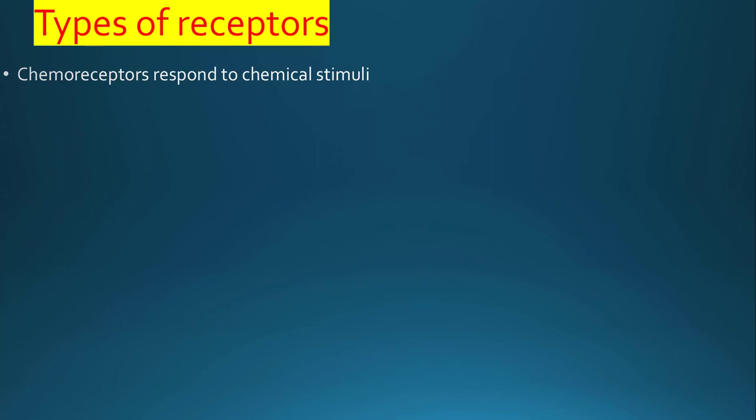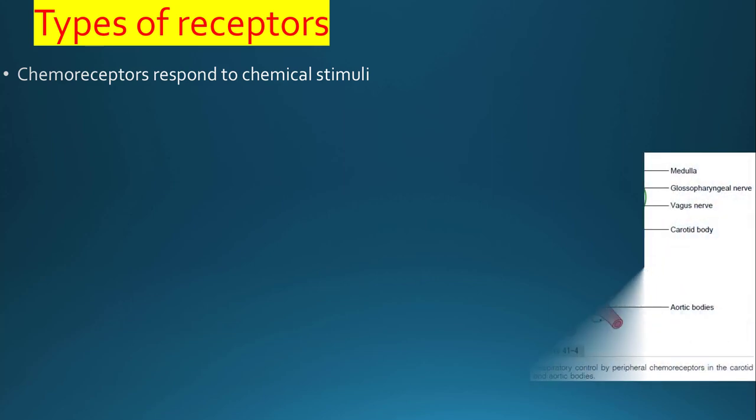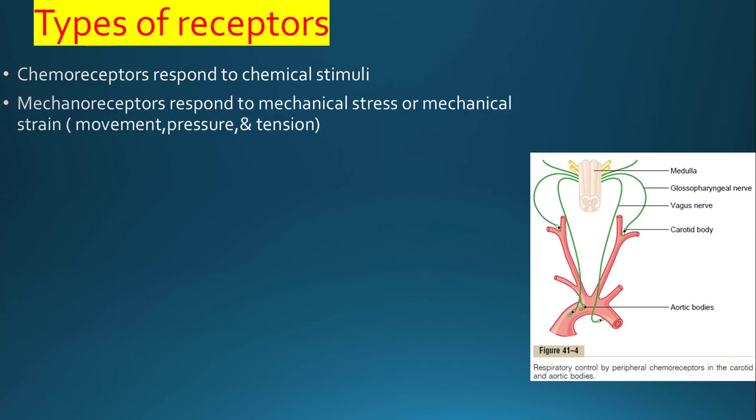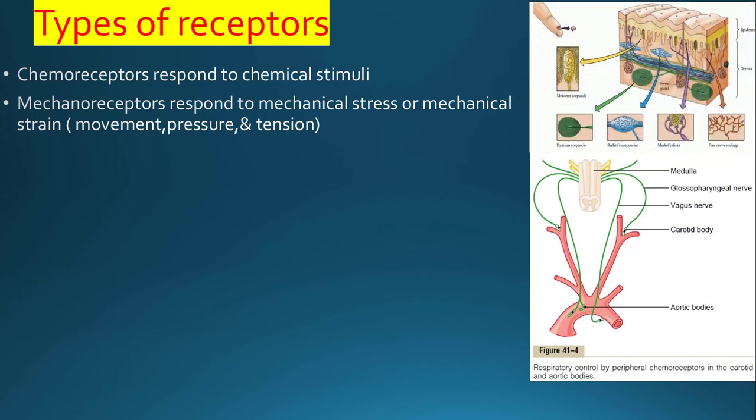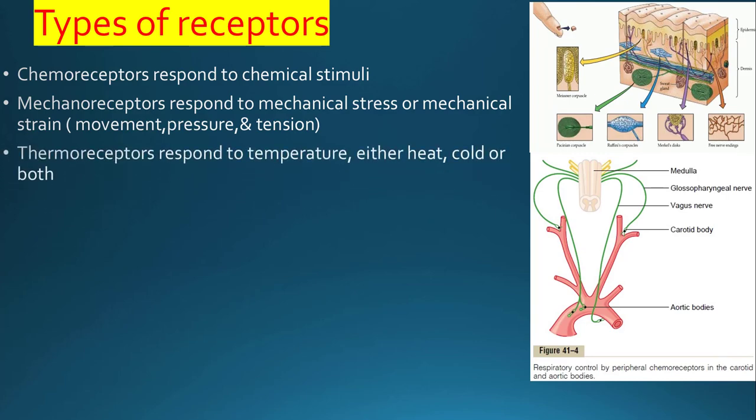Types of receptor. Chemoreceptor responds to chemical stimuli, like the receptors which are present in the aorta. Mechanoreceptor responds to mechanical stress or mechanical strain, movement, pressure, and tension. Thermoreceptor responds to temperature, either heat, cold, or both. These receptors are present in the skin.